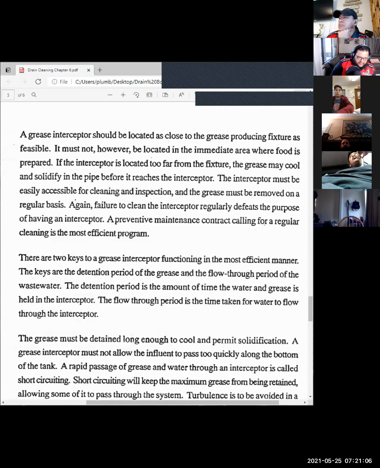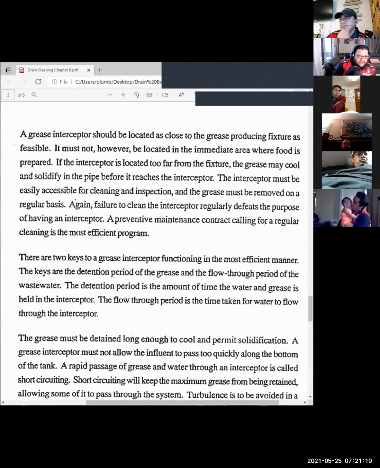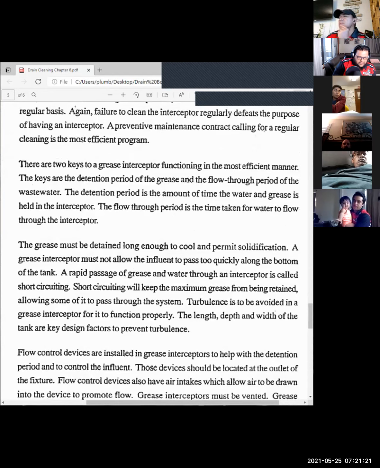The grease must be removed on a regular basis. Again, failure to clean the interceptor regularly defeats the purpose of having an interceptor. A preventative maintenance contract calling for regular cleaning is the most efficient program. There are two keys to the grease interceptor functioning in the most efficient manner: the detention period of the grease and the flow through period of the wastewater. The detention period is the amount of time the water and grease is held in the interceptor. The flow through period is the time taken for the water to flow through the interceptor.